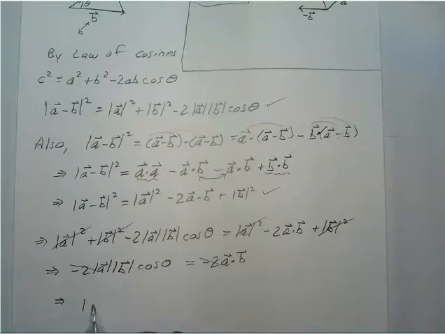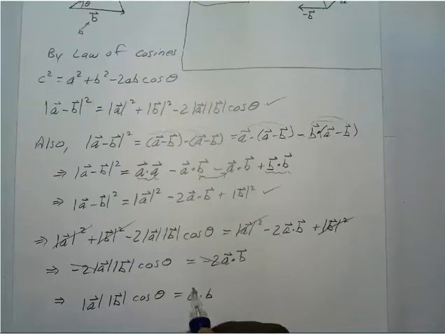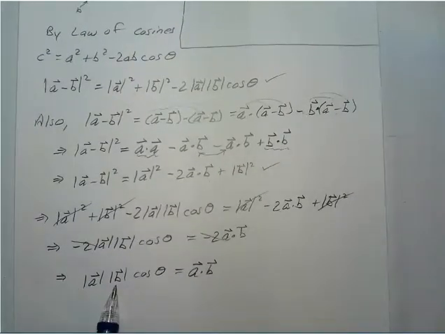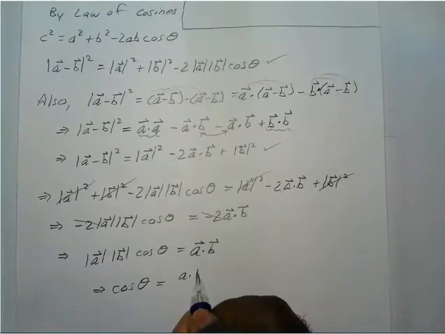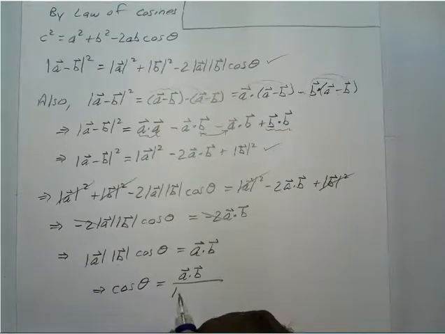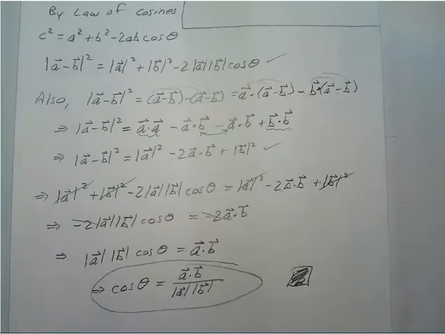So we start on the left side. The magnitude of A and the magnitude of vector B cosine theta equals the dot product of A and B. But if we divide the magnitudes on both sides, we end up with cosine theta equals the dot product of A and B divided by the magnitude of A times the magnitude of B. Okay, so that's our proof. Again, once it's proven, you're free to just go ahead and use it.